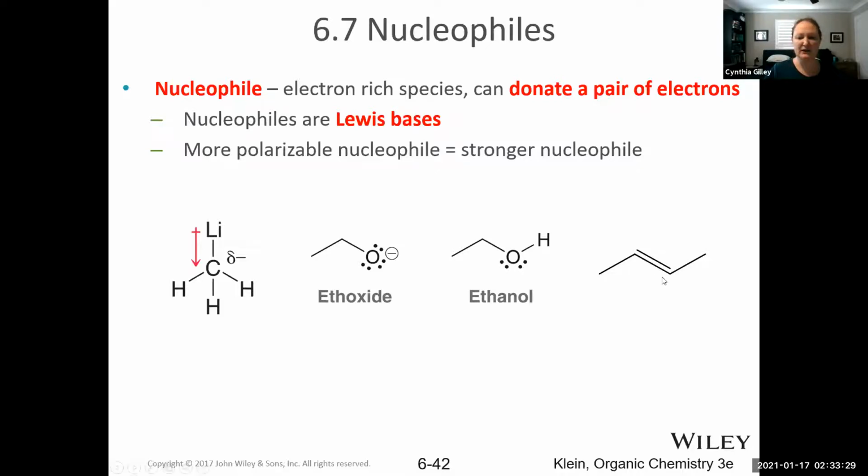Even pi bonds are considered nucleophilic. Specifically, we're referring to the two electrons in the overlapping p orbitals, or the electrons in the pi bond. Those are weakly held electrons compared to sigma bonded electrons. And as a result, structures are able to donate those electrons to other structures more easily, and they are considered nucleophilic, even without a negative charge.